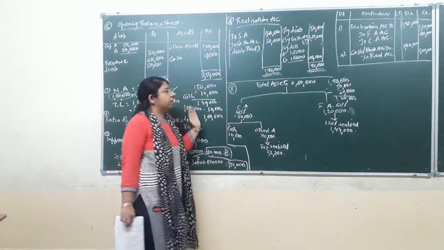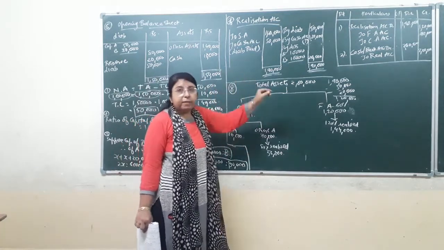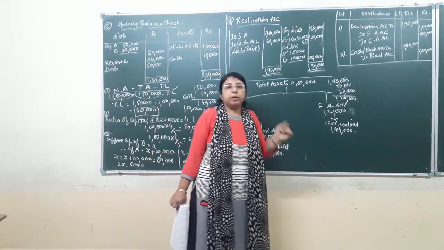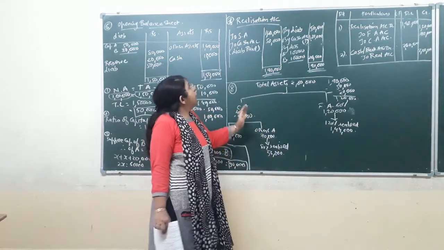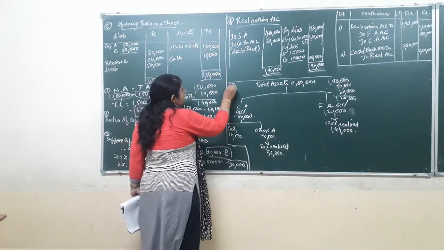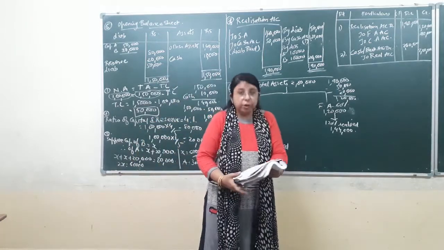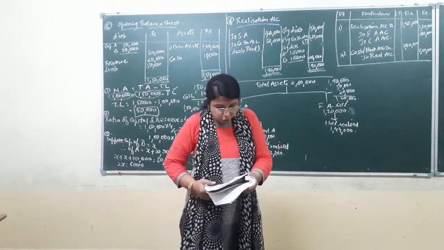From the sixth sum, we have found the realized value of the assets by preparing the realization account. Now after completing the sixth sum, I will be teaching you the next sum, the seventh sum of the same question, on the same page number 311. Let us read question number 7.